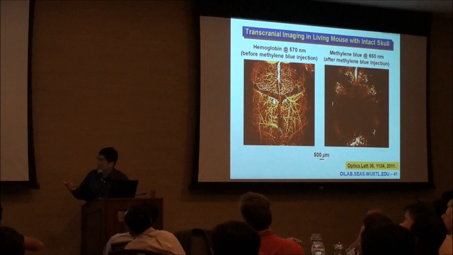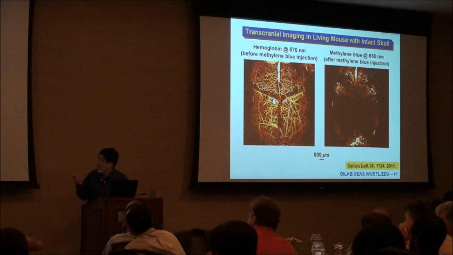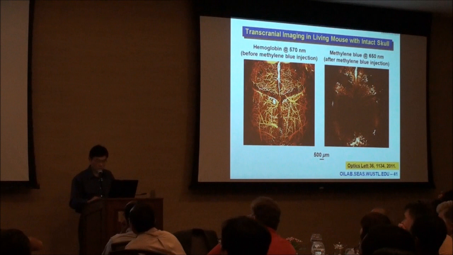And we can keep the full thickness of the skull, you can get a very detailed map of the blood vessels. In fact, you can also stain the skull. By injecting methylene blue, you can stain the vessel structure within the skull. So this can be very powerful for neurological applications.